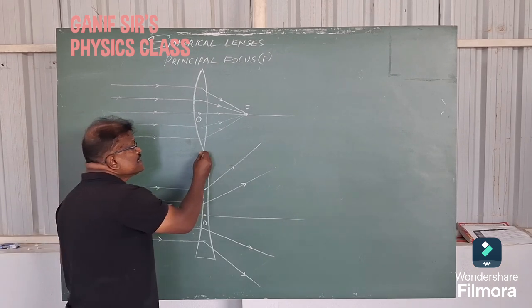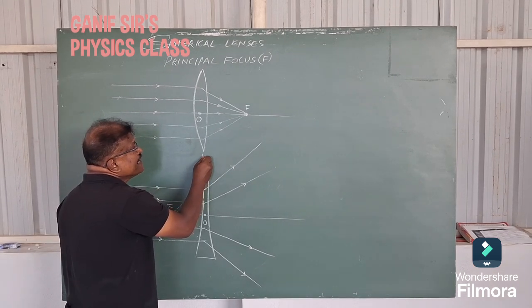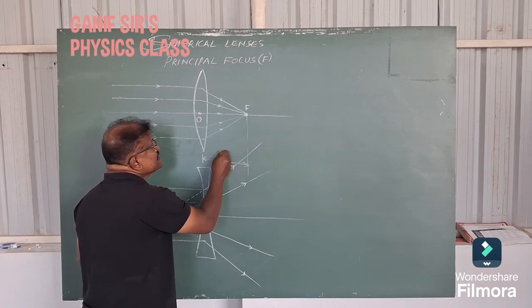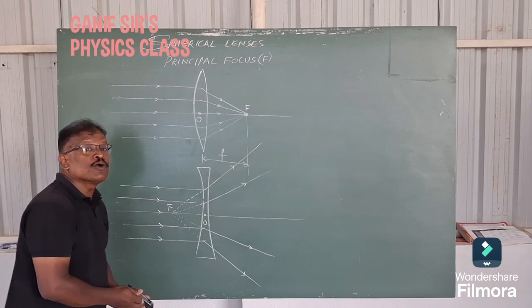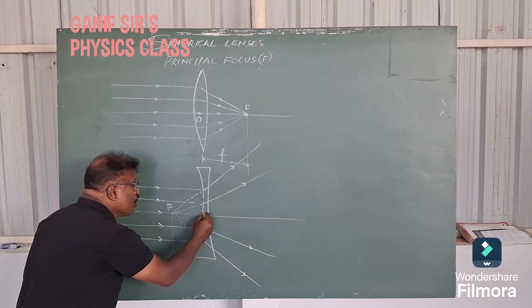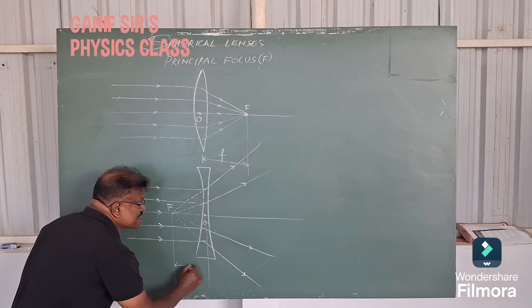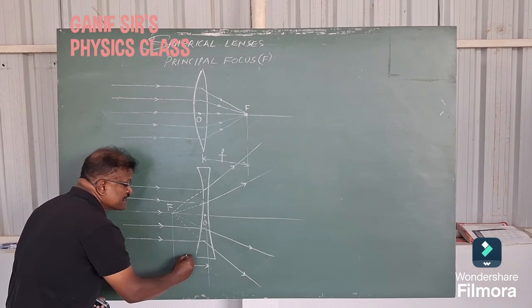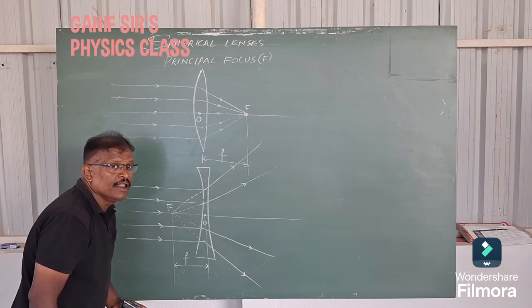Now, the distance between the optic center and the principal focus is known as the focal length. Similarly, in the case of a concave lens also, the distance between the principal focus and the optic center is known as what? Focal length.